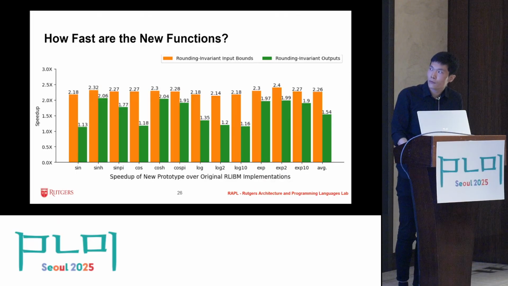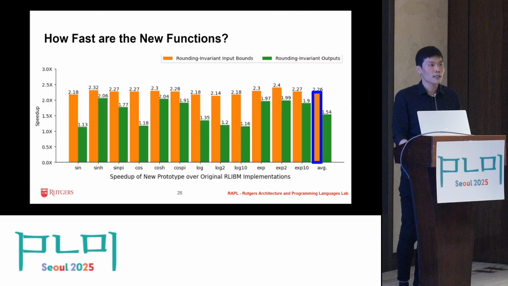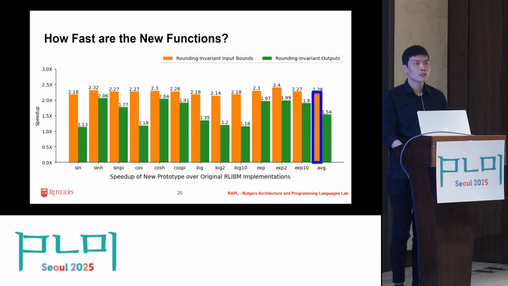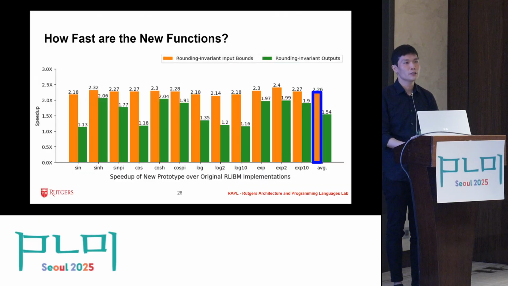Now here are the results for the rounding invariant input bounds functions. On average, the rounding invariant input bounds functions achieve an approximate 2.3 times speedup. The speedup is more pronounced here because the rounding invariant input bounds functions do not require any extra instructions in the final code. Ostensibly, the rounding invariant input bounds functions perform the same set of core operations as their existing RLibm counterparts. Therefore, this result provides a more accurate depiction of the full degree to which rounding mode switches degraded the performance of our original library.